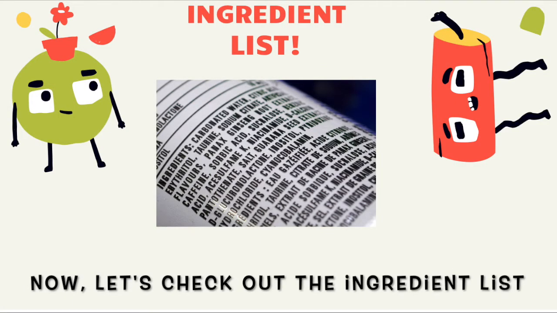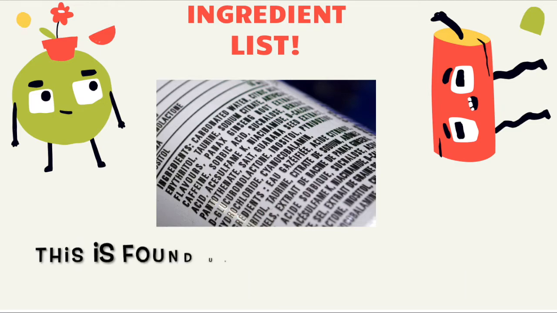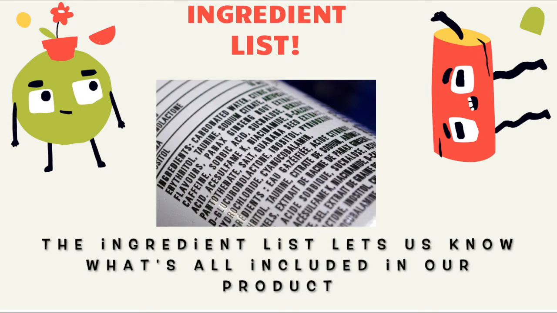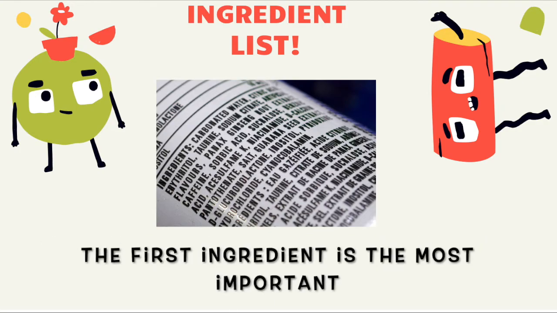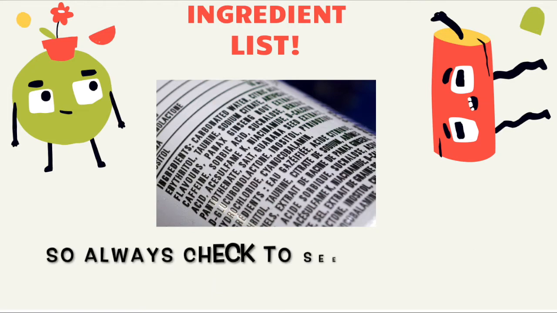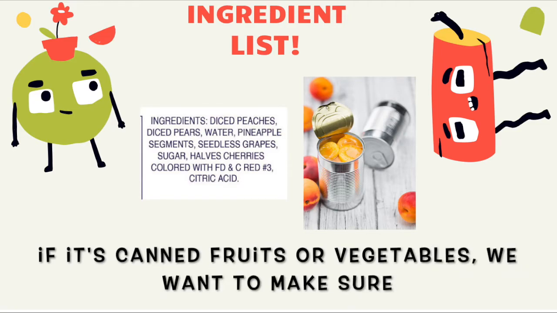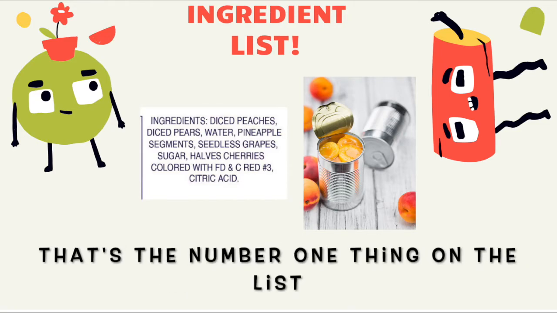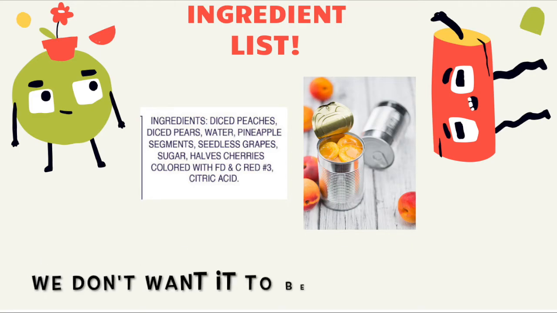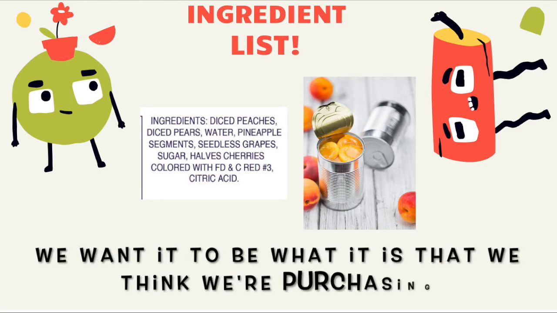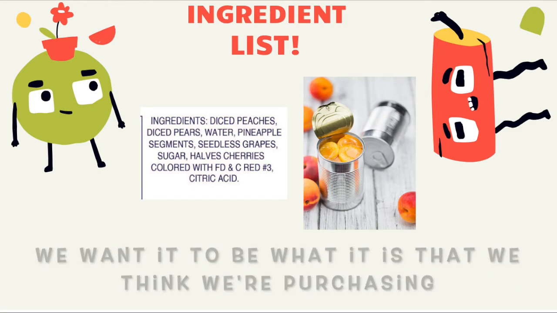Now let's check out the ingredient list. This is found underneath the nutrition label. The ingredient list lets us know what's all included in our product. The first ingredient is the most important, so always check to see what's there first. If it's canned fruit or vegetables, we want to make sure that's the number one thing on the list. We don't want it to be sugar or an oil. We want it to be what it is that we think we're purchasing.